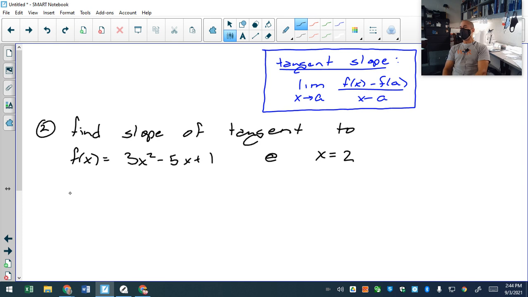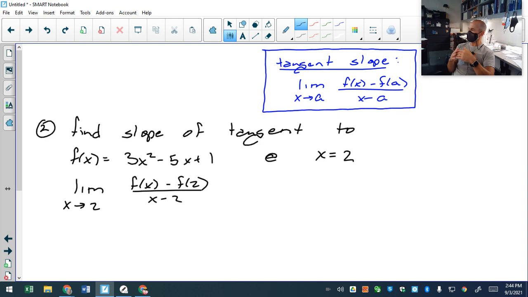All right. So when we set this up, until you have committed this to memory, until you have memorized this limit right here, I recommend that you always write it down in its basic form, f of x minus f of 2 over x minus 2. I recommend writing it like that every time until you have it memorized. Then, once you have it memorized and you feel comfortable with it, maybe then you could jump straight to actually substituting what f of x is. 3x squared minus 5x plus 1 minus, and what f of 2 is.